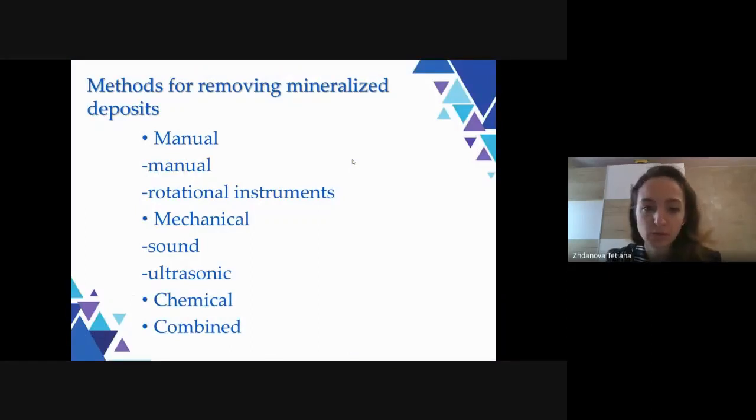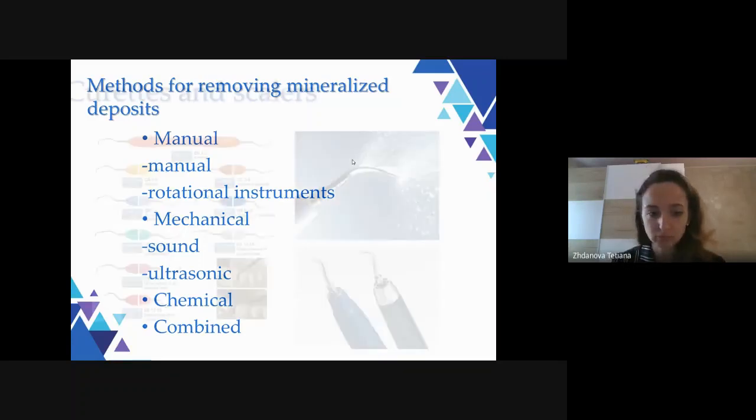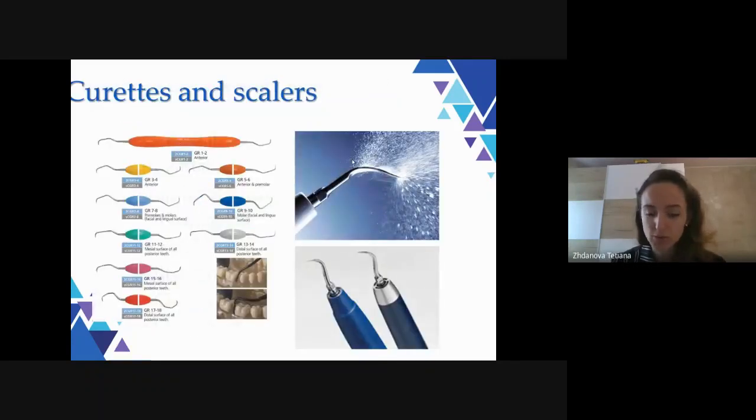What methods of removing mineralized deposits do we know? Of course, it is manual and rotational instruments, mechanical. We can use sound or ultrasonic, chemical, and combined. Of course, for the manual method, we can use curettes and scalers.